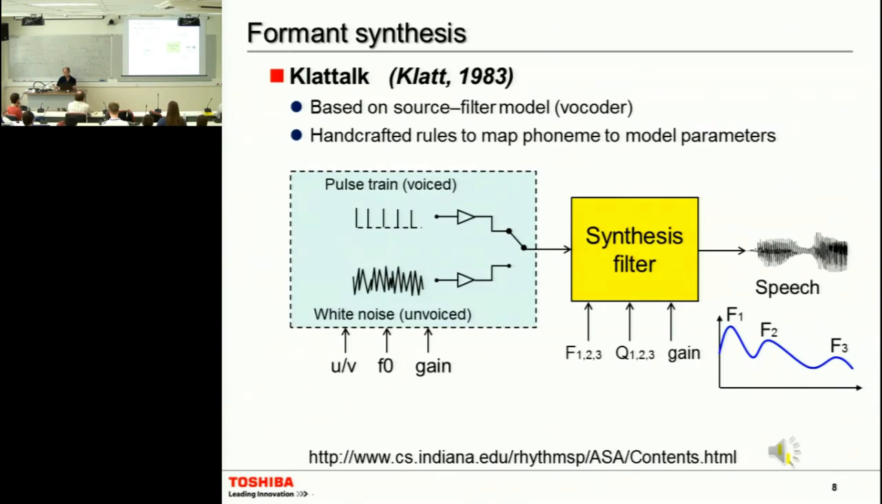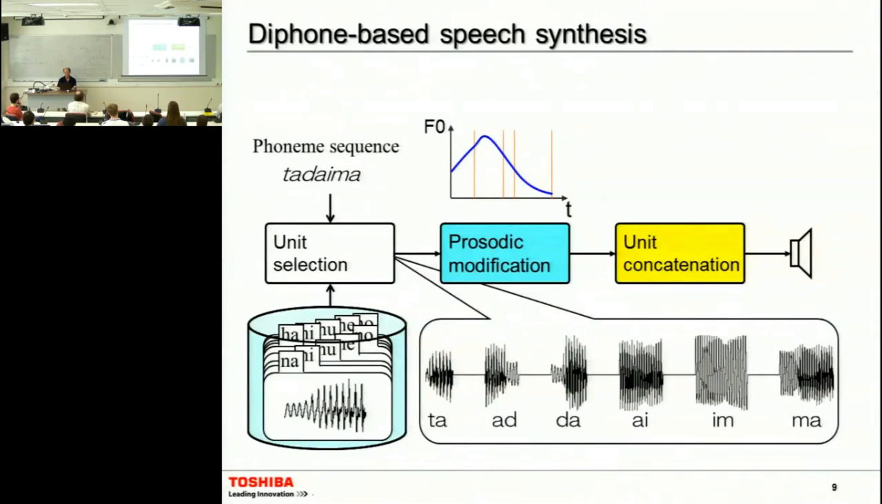Okay, so the speech is fairly intelligible, but the quality is poor. And so the next one is diphone-based speech synthesis. This system has just a single inventory for each diphone. So according to the phoneme sequence, we retrieve diphone units from the inventory. Then we apply prosodic modification to the diphone units in order to produce speech signals with the prosody given by the prosody generation part. Then we concatenate the modified diphone units to produce synthetic speech.